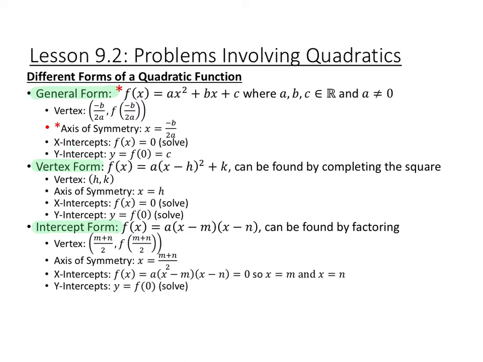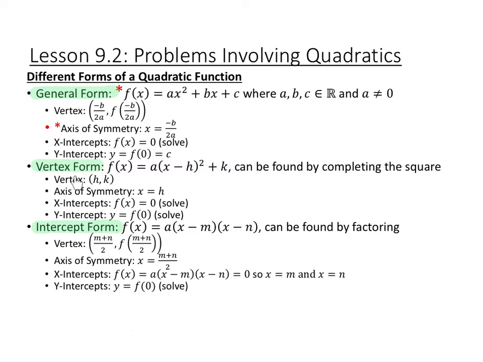That's the y-coordinate of your vertex. Your axis of symmetry, which they give you on the formula booklet, is x is equal to the x-coordinate of the vertex, so negative b over 2a. For your x-intercepts, you would set this equal to 0 and solve either by factoring, completing the square, quadratic formula, or graphing calculator. The y-intercept, you plug in 0, everything with an x goes away, and you're left with just the c. So that's the y-intercept in standard form.